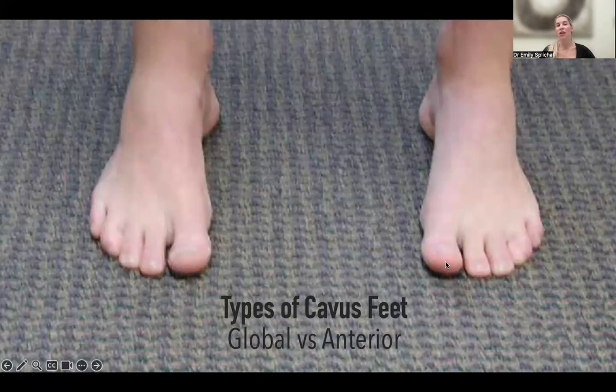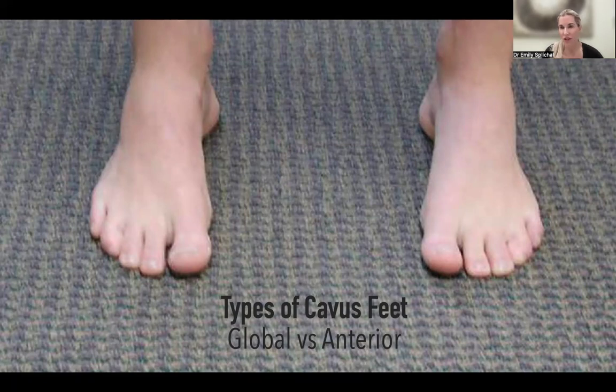Absolutely. If you're working with an athlete and they have high arches, cavus feet, you want to make sure that you're doing the work to really connect into that hallux. Now there's two main types that I'm going to start with, and of course there's more, but two main initial types of cavus feet. You will have what's considered a global cavus, and you will have an anterior cavus.